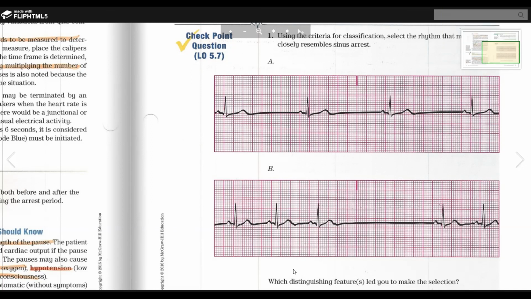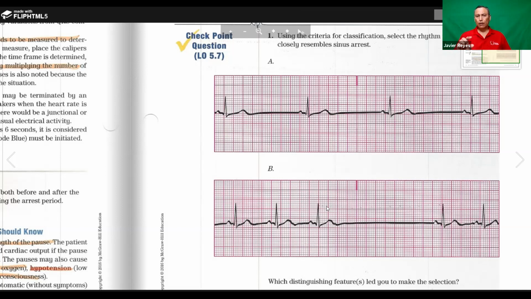Sure. The big squares, and then we multiply it by what? 0.2. 0.2, Janie. So it's 1, 2, 3, 4, 5, 6, 7, 8, 9, 12, 13 big squares. Yes, and then when you multiply it, it's 2.6. So 2.6 seconds. That's how long this person was without a heartbeat.